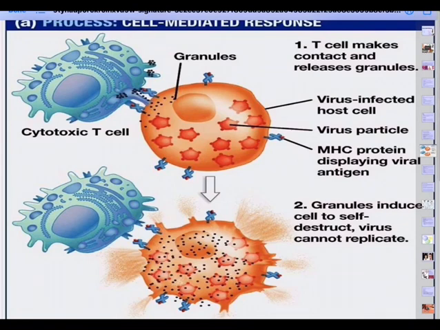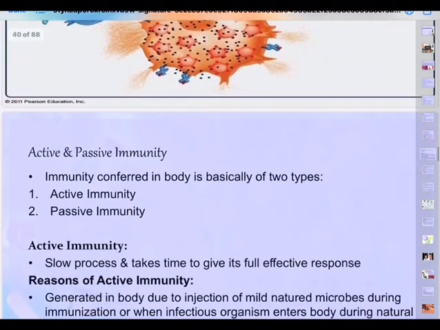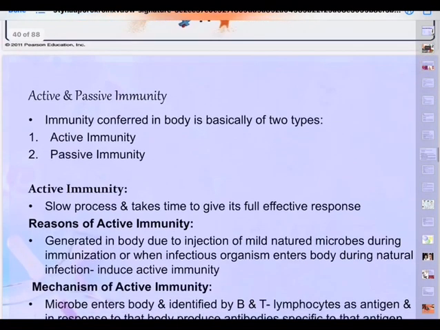It's almost suicide. The T cell granules are making the cell blast itself. So it's a sort of suicide of the cell. The virus thus cannot replicate. This is how they do it.